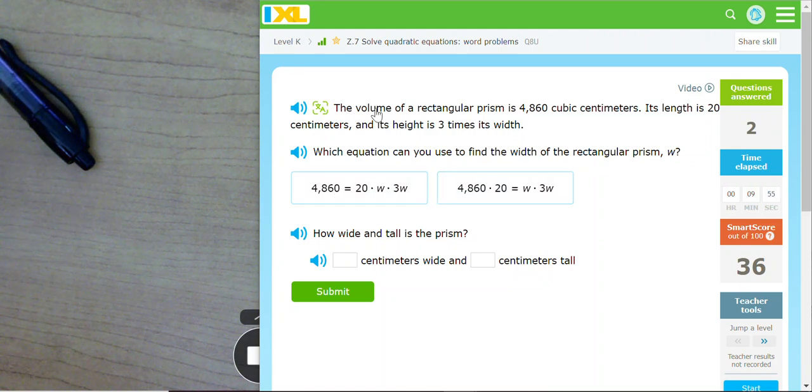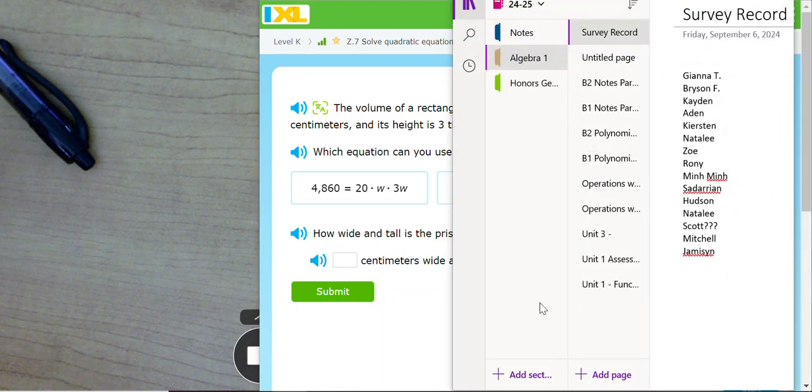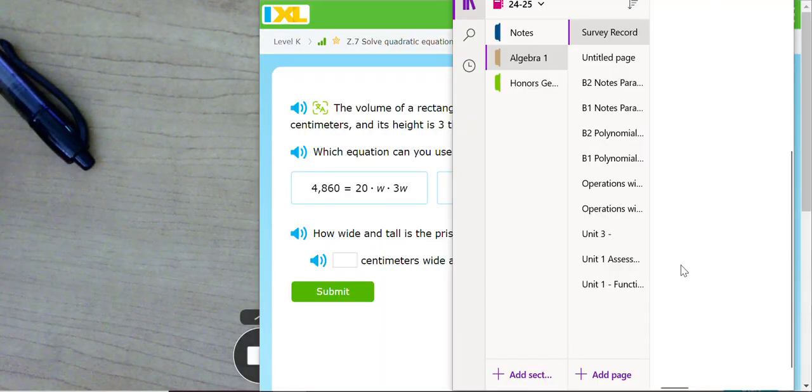This one says volume. Volume is what? Area times height? Yes. The length is 20, and the height is 3 times the width. This is the trick when it says 3 times the width. Width is your variable. Let me grab this because I need somewhere to write. Give me a moment, okay?